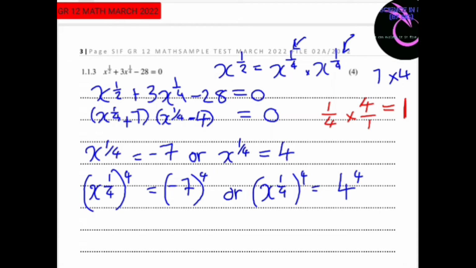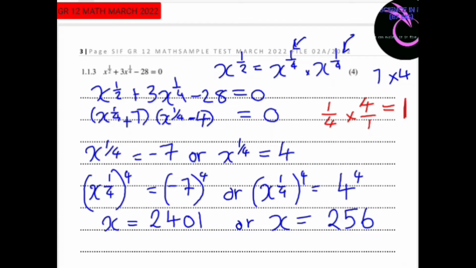So x to the power of a quarter raised to the power of 4: one of the laws of exponents says multiply these exponents. A quarter times 4 is 1. So I'm going to remain with x equals minus 7 to the power of 4. A negative number raised to a positive even exponent will give me a positive number, 2401. And then here I also get x is equal to 256.